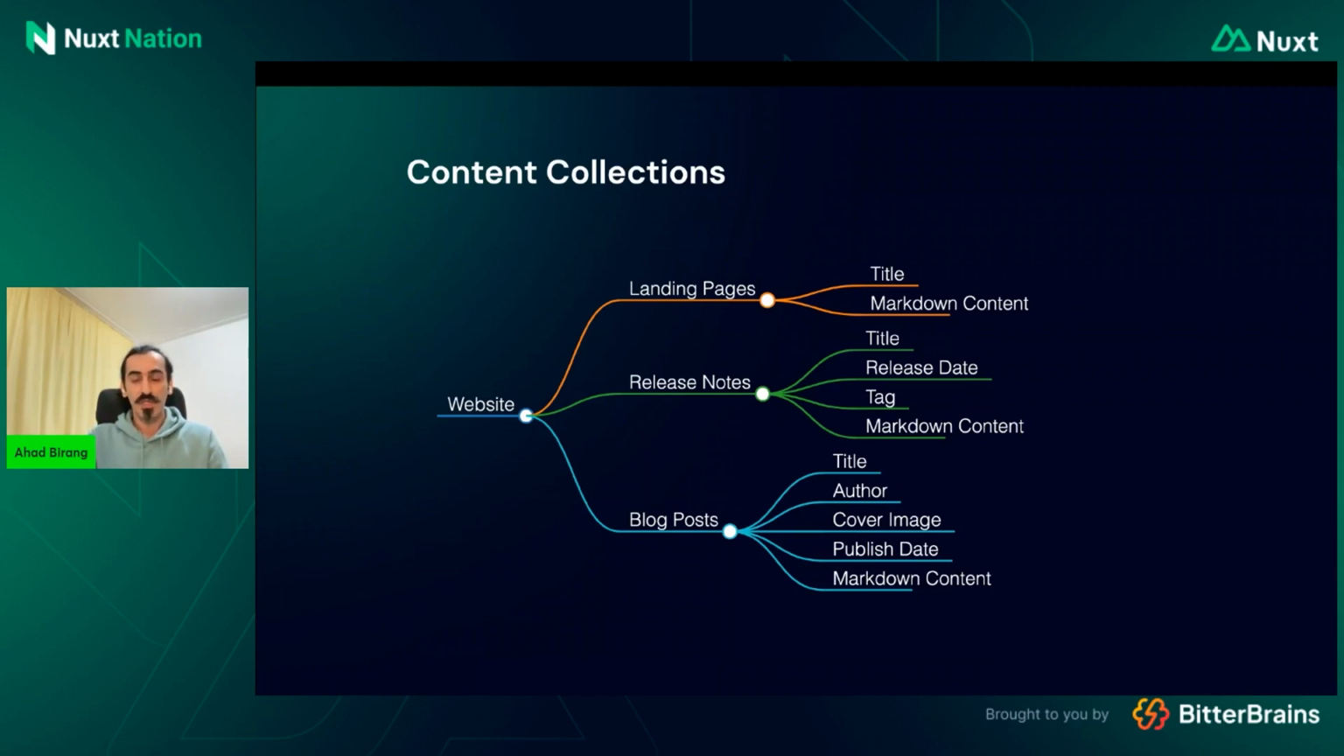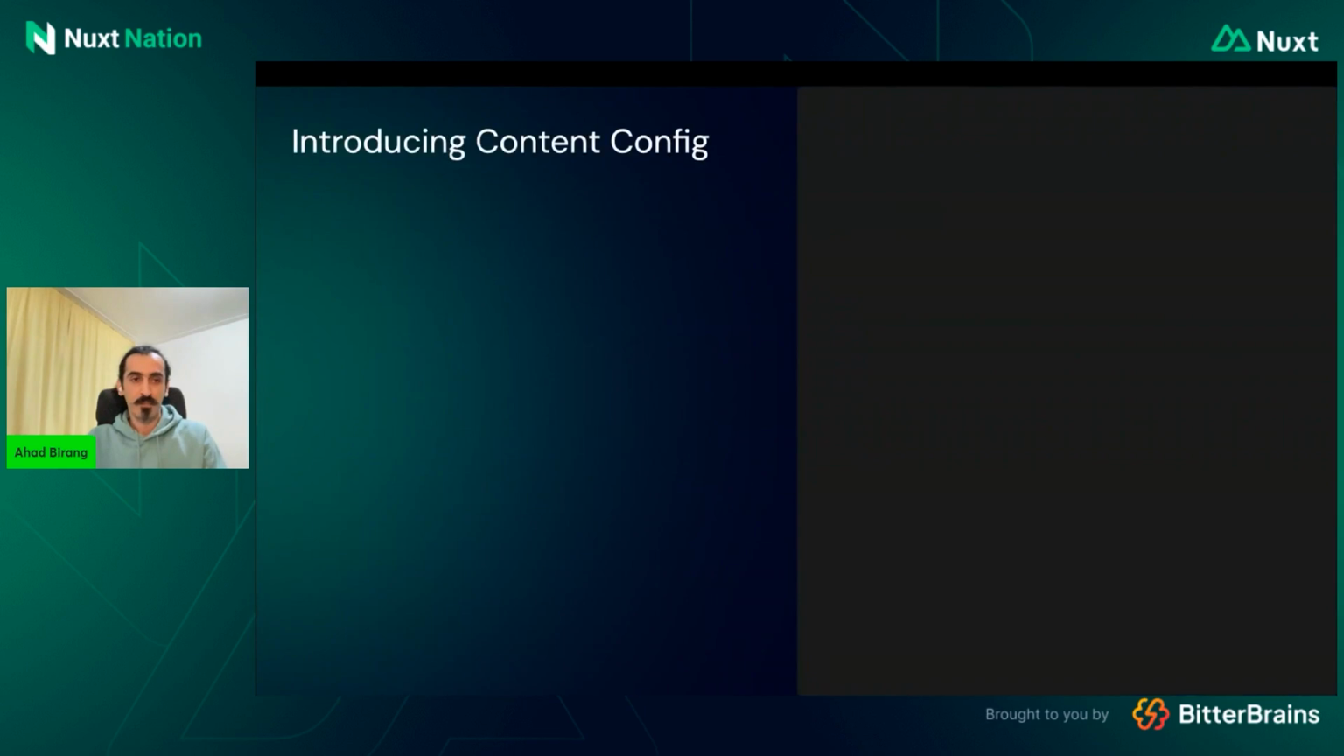Right now, for each of page types, we can create a collection. We can define a different schema for each of collections. And as a result, we will have a proper types for each collection in our application. Let's see how we can create collections.